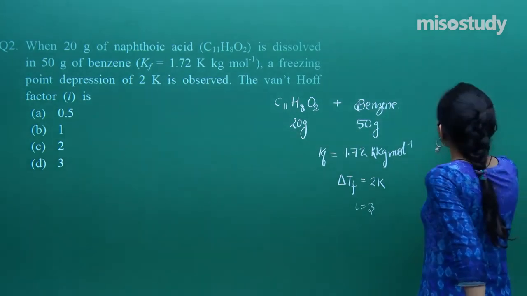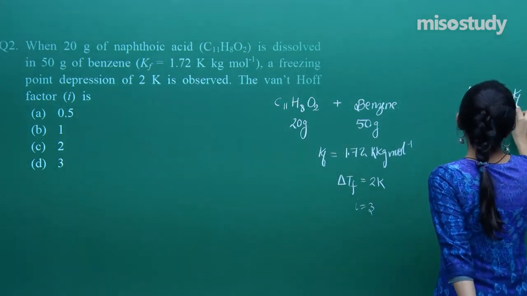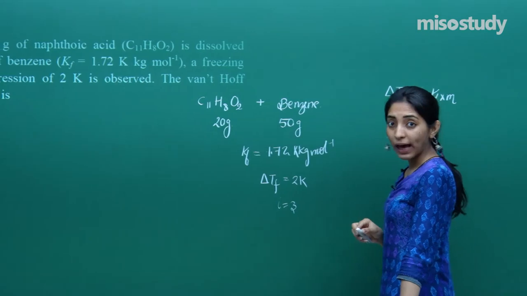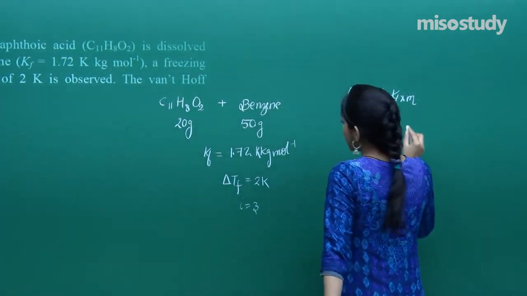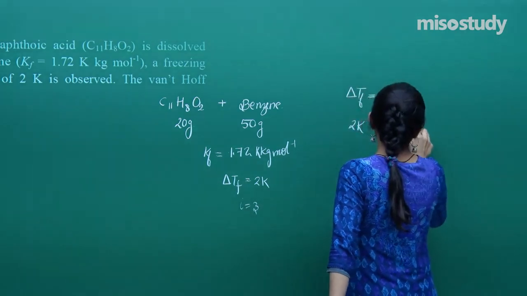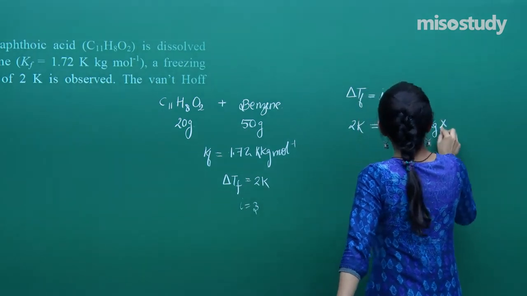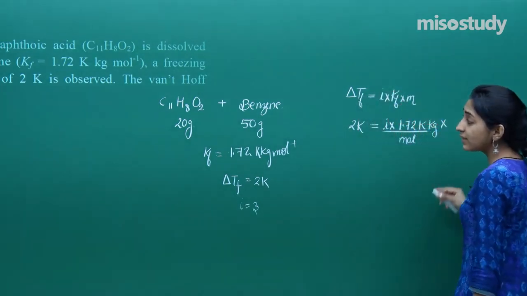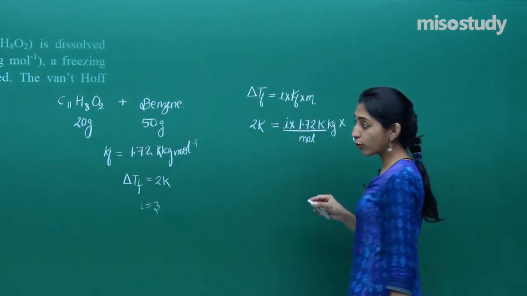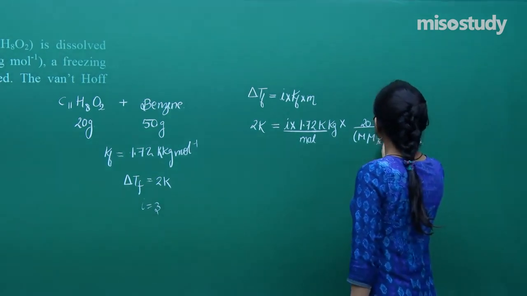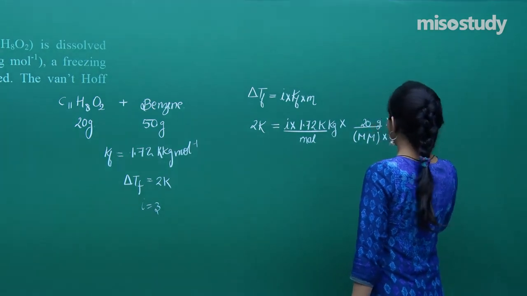Okay. So once again a very simple and direct question. We know delta Tf is equal to i into Kf into molality. Delta Tf is 2 Kelvin. i we need to calculate, multiplied by Kf, which is 1.72 Kelvin kg mole inverse, multiplied by molality. So molality is given mass by molar mass, divided by mass of solvent in kg. So 50 to be divided by 1000 kg.